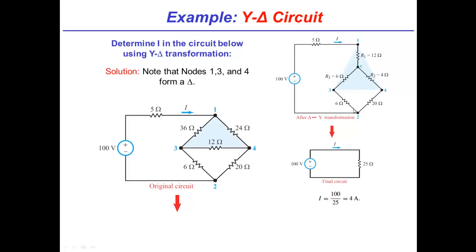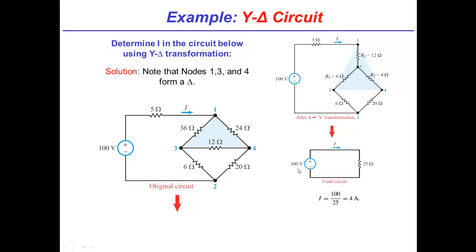So 12 and 24 in parallel gives you 8. 8 plus 12 is 20, plus 5 is 25. So you now know that you have this 100 volt source driving a 25 ohm net resistance. So you can get your net current is 4 amps. Right. Because after all, what we wanted was the current through the total, which really makes it easier just to get rid of all these deltas and Ys and collapse it.